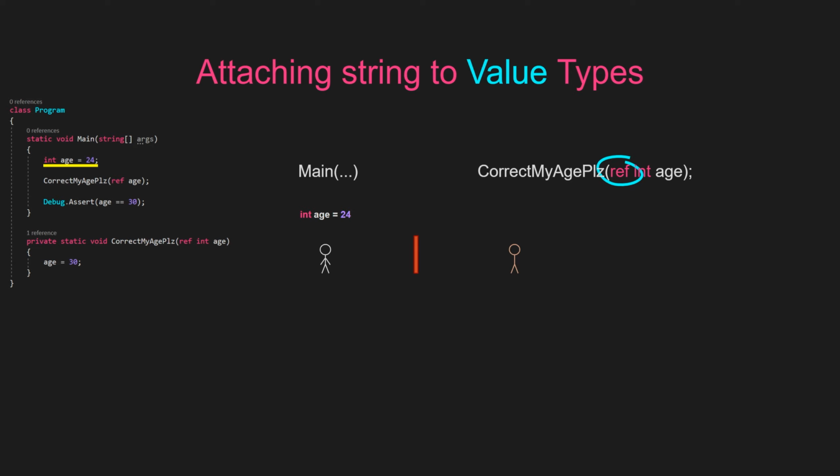So once again we define our age variable as 24, and then we pass that age to the correctMyAgePlease method, noting the use of the ref keyword and the piece of string attached in the diagram. The variable then arrives into the method as before, complete with string attached, and then we make our change to 30 as we did previously. On returning to the main method, due to our piece of string, we can simply yank the value back to us, and when we run the assert, it will pass and we have the correct value of 30.